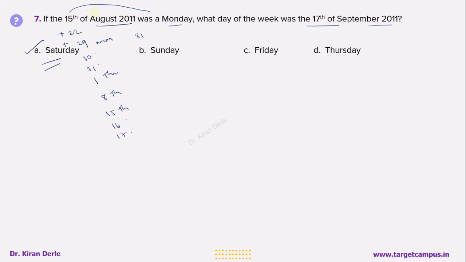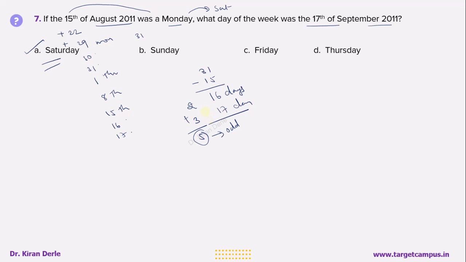Or else there is another way also. 31 minus 15, right? How many days are left in August? 31 minus 15, so 16 days here, 16 days here, and these are 17 days. Or you can simply calculate odd days here also. We have 2 odd days, and 16 divided by 7 leaves odd days 3. So 2 plus 3, net 5 odd days. So 5 from Monday will be Saturday. That's it, right? This is also one of the ways.